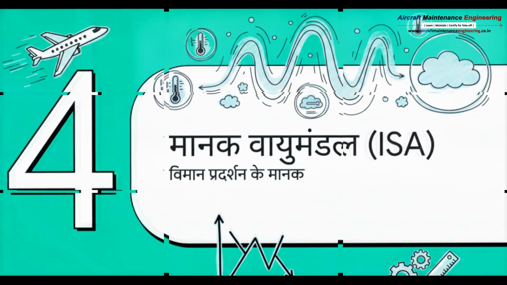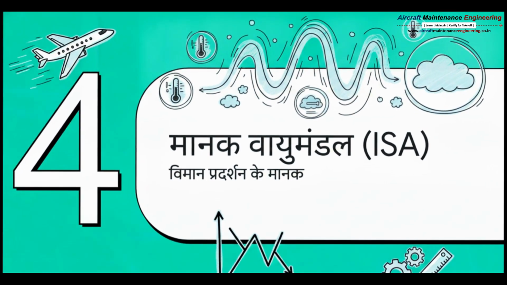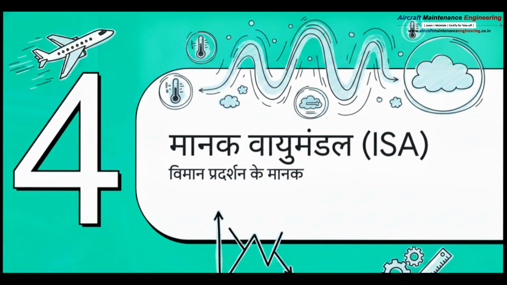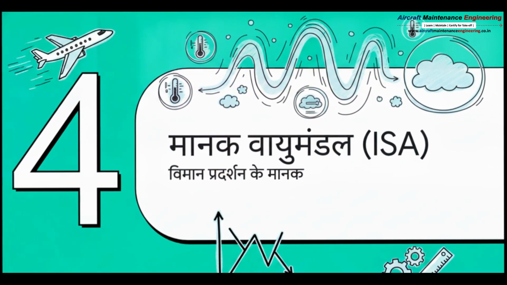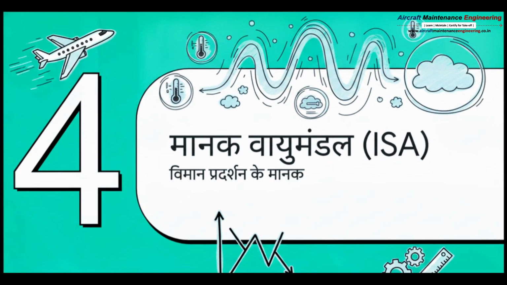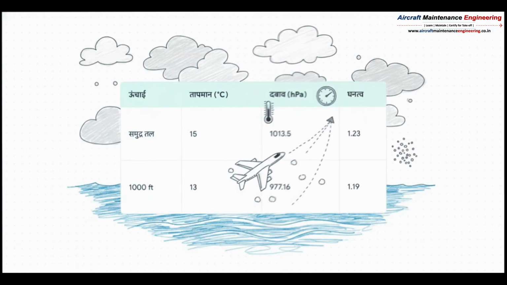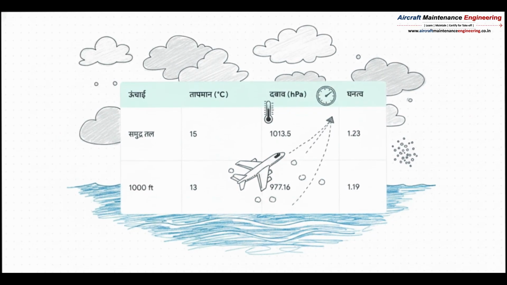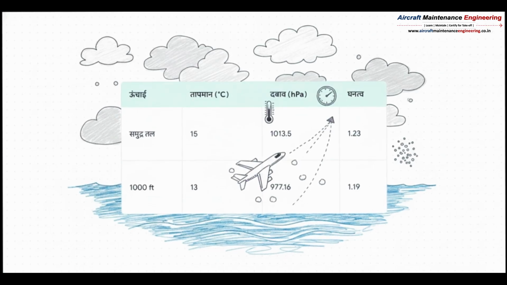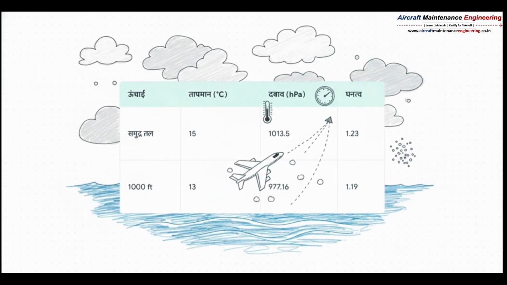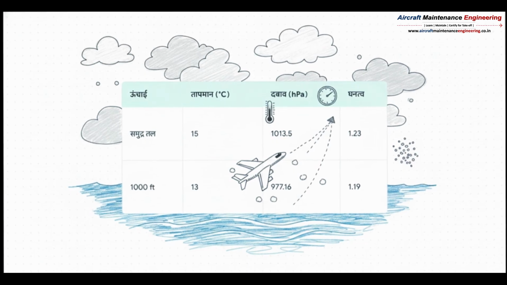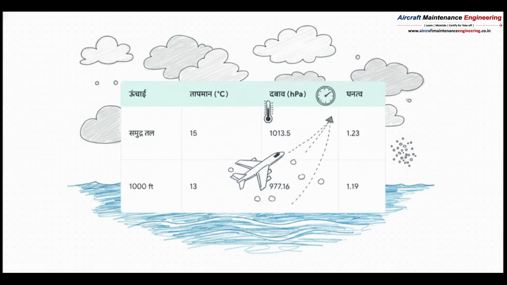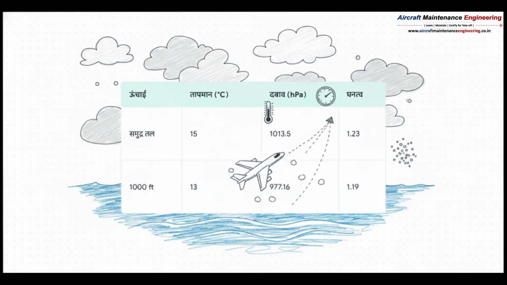Section 4. The International Standard Atmosphere, or ISA. Because the real atmosphere is constantly shifting, aviation needs standard baseline values for theoretical calculations. Memorizing this table is highly advised. According to the ISA, standard sea level temperature is exactly 15 degrees Celsius, standard pressure is 1103.25 hectopascals, and density is 1.225 kilograms per cubic meter.